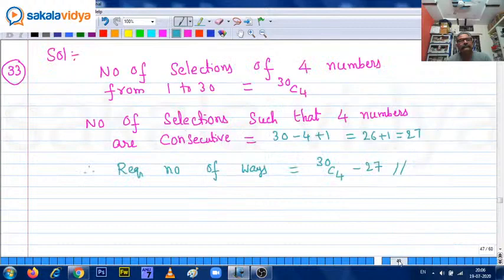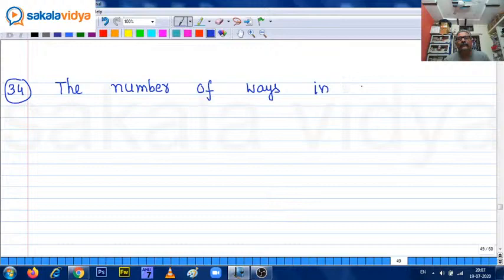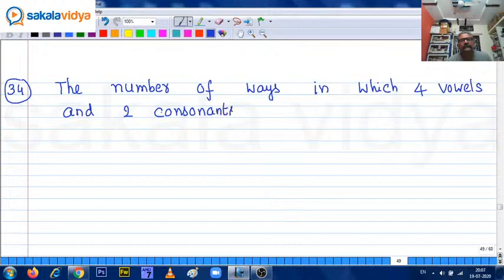Now 34th question. The number of ways in which four vowels and two consonants can be selected from the letters of the word equation. You check the spelling: equation.